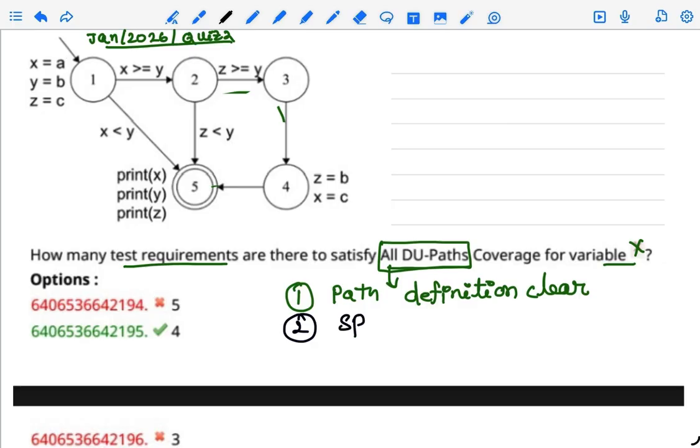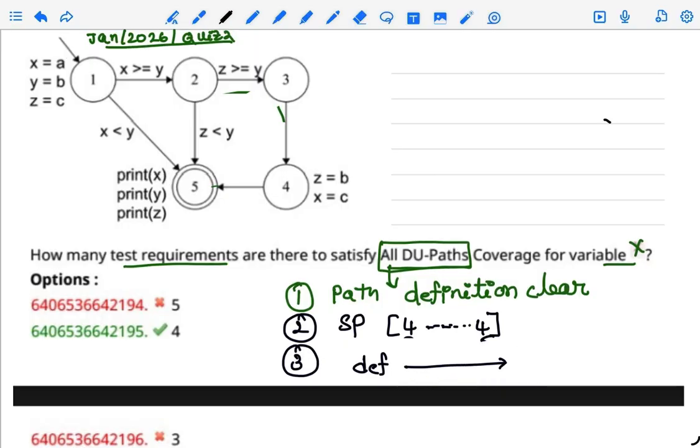The path must also be a simple path. Simple path means repetition of nodes is allowed only at the starting node and the ending node. No intermediate nodes are repeated. Loops with repeated nodes are not allowed. For example, 4 3 2 4 5 is not a simple path, because node 4 is repeated at an intermediate position, not at the end nodes.